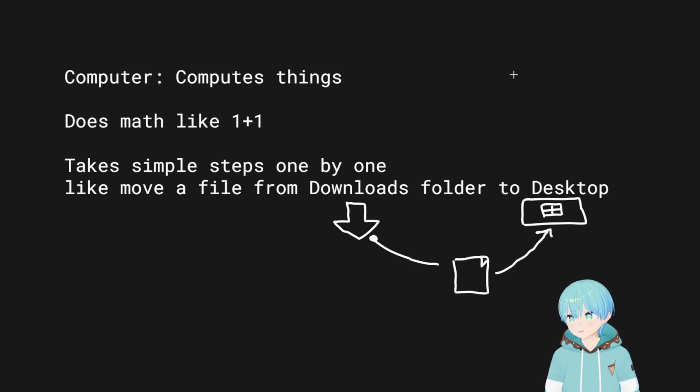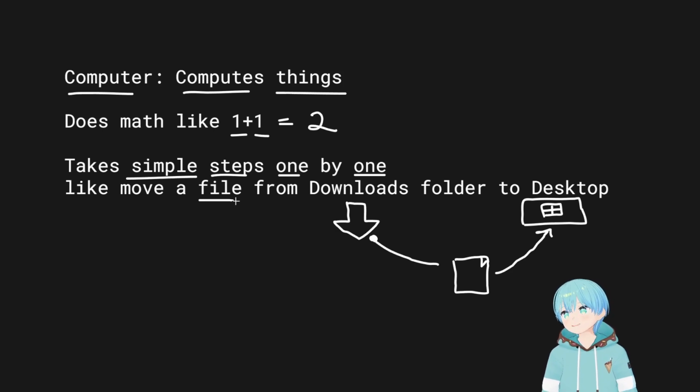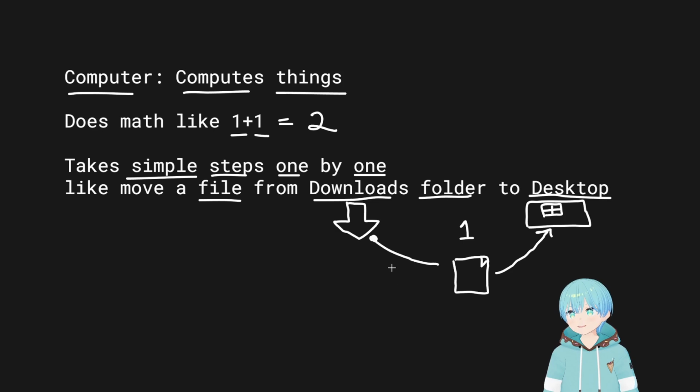Just to start off, I wanted to give a simple definition for what a computer is. It's a machine that can do math like 1 plus 1 and then give you 2. The other thing that it's able to do is take simple steps one by one, right? An example of that is moving a file from your downloads folder over to your desktop. This is one step that it's able to take, and you're able to tell it how to do that, which we will get to.